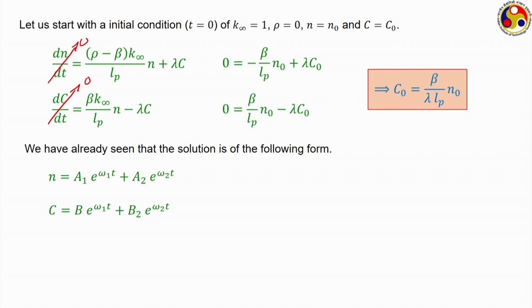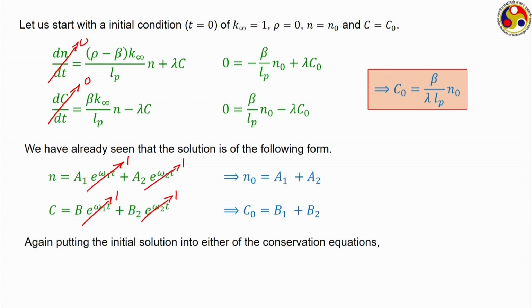Now, you already know that this is the form of the solution that we had. So, in that solution, now we can safely put our expressions, that is at t equal to 0 of course. Once we use t equal to 0 in this equation and put n equal to n naught and C equal to C naught, then e to the power omega 1 t goes to 1, and similarly e to the power omega 2 t also goes to 1 corresponding to t equal to 0. So, we have n naught equal to A1 plus A2. Similarly, this is also 1 at t equal to 0. So, C naught is also equal to B1 plus B2.